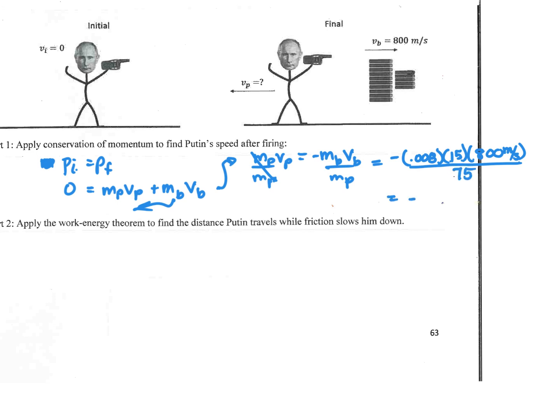So the bullets are going forward at 800 meters per second. He's sliding backwards at a very nice, slow, sedated 1.28 meters per second, which isn't as slow as you think it is. He's going backwards pretty good. Now it says apply the work energy theorem to find the distance he travels while friction slows him down.